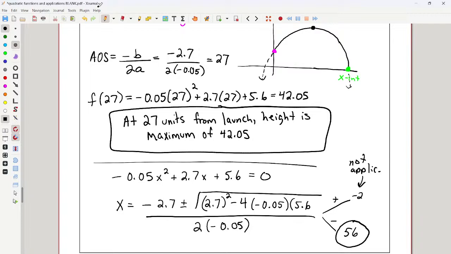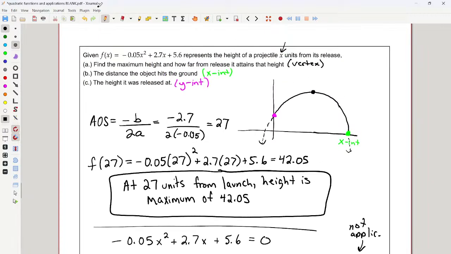And I end with this. What is the initial height of the object? The y-intercept is as simple as subbing in 0, which I don't need a calculator for, 5.6. At 5.6, again, I should have put feet or meters on this. I apologize, I didn't. It's not important to this. The big idea is you sub in 0 to find that initial launching height.